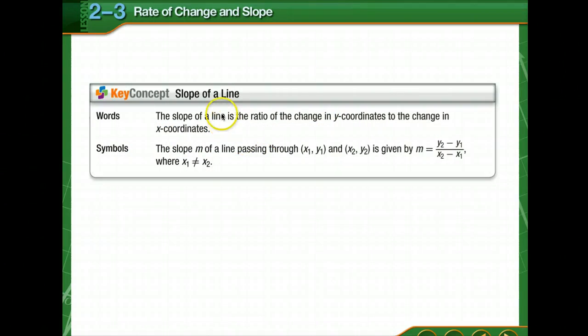Another key concept, the slope of a line. So our two concepts we're learning about today are rate of change and now slope. Now the slope of a line is the ratio of the change in the y coordinates corresponding to the change in the x coordinates, which we've already done, change in y over change in x. Now the slope of the line is the same as the rate of change. Calculate it the same way.